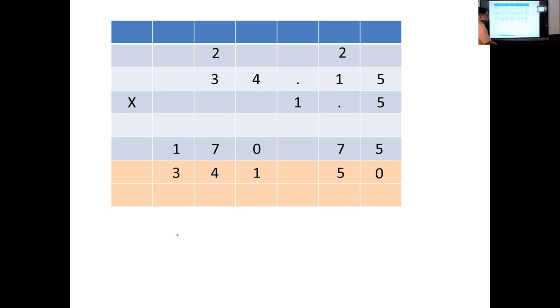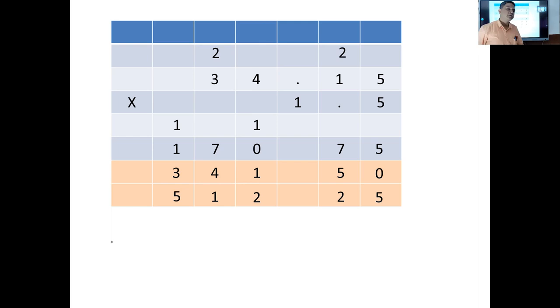Now we are going to add the products. So 0 and 5 become 5, 7 and 5 become 12, 2 will be down, 1 will be carried forward, and 1 and 1 become 2. 7 and 4 become 11, 1 will be down, 1 will be carried forward. 1 plus 1 plus 3 becomes 5. So in the product we are getting 31225.